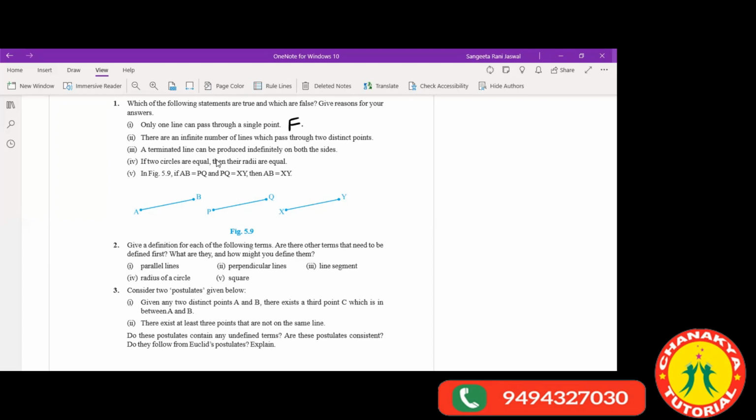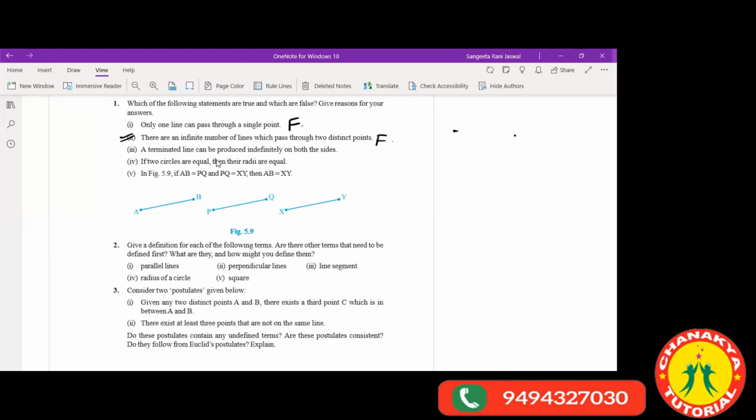Okay, let's see the second part. There are an infinite number of lines which pass through two distinct points. Is that false? Yes, false. So from 2 points, only one line can pass through. Okay, see the next one.